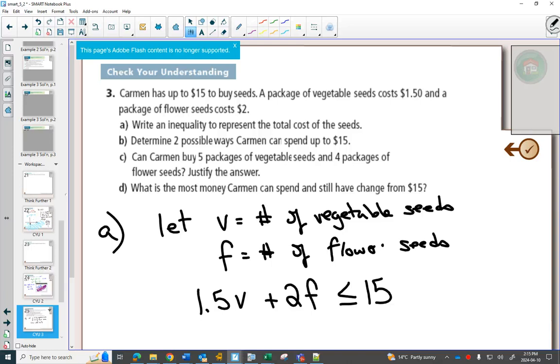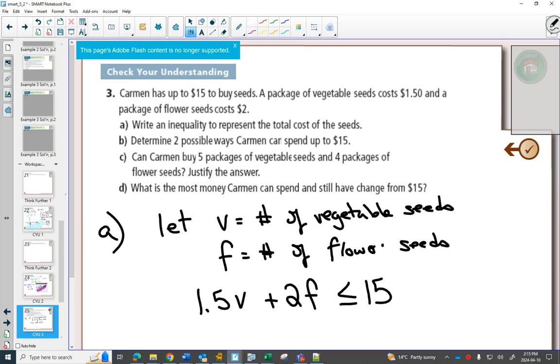Is it possible to buy flowers and spend all her money? Yes? What would be an example of that? How many vegetables? 10 vegetables? So she didn't buy any flowers then. I want to buy some flowers. Two. She could get two vegetables. 2 vegetables? Okay, that's $3. Six. And then 6 flowers.